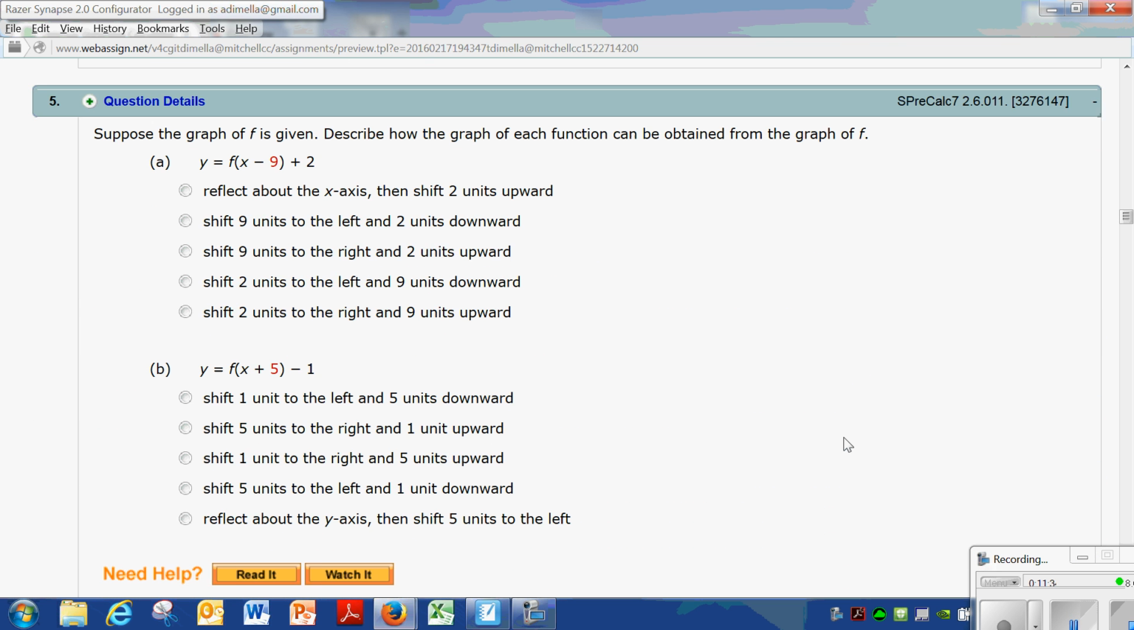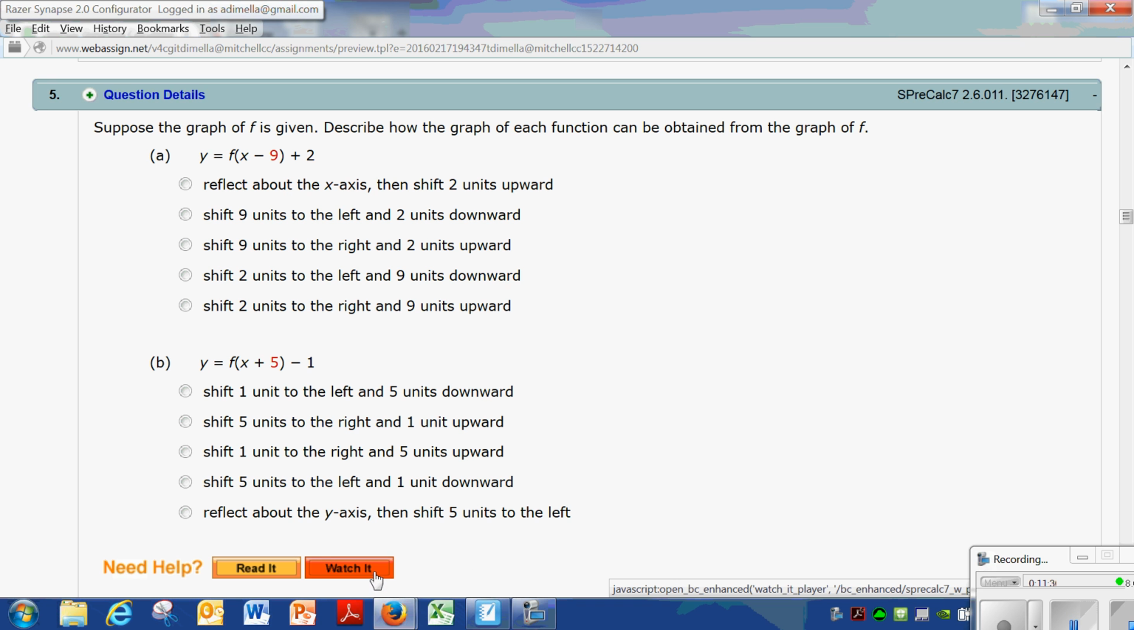What if I wanted to describe what is happening in these two? Well, you have a watch it here, so if you don't remember everything, you can pull that up. But you know that this plus 2 on the outside is going to move it up or down, and since it's positive, that's going to be 2 up. And so we're kind of done right there, right? Because there's only one that has 2 up. It's the inside that goes left or right, and it goes the opposite way. So if it says negative, it's actually going to make it positive, and if it's positive, it's actually going to make it head over to the negative side. And so be over to the left 2, and then this is down 1.